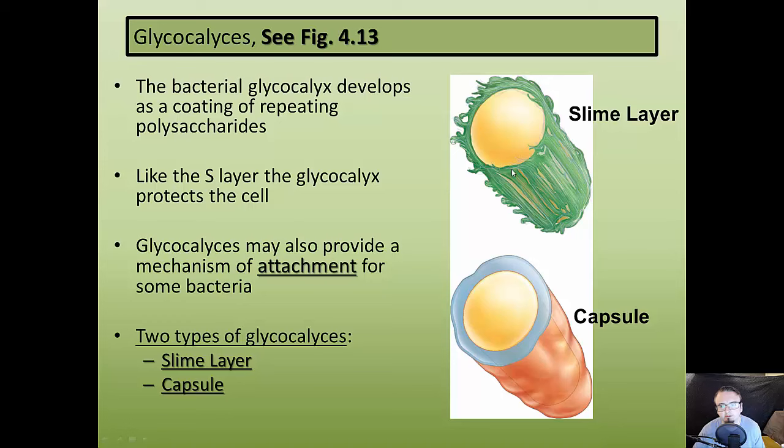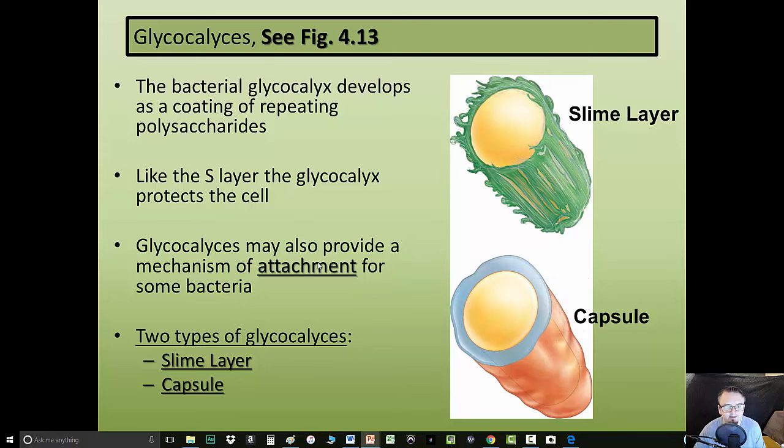This sugary secretion sometimes manifests as a slimy substance, and they call it a slime layer, which is an appropriate name. Sometimes it manifests as a very thick, very sticky kind of substance, which is called a capsule. The capsule is thicker and more closely bound to the cell, whereas the slime layer is thinner and much looser and more mucoid in nature. Depending on which type of secretion a bacteria creates, it's referred to as either a slime layer or a capsule, respectively. And again, these are for attachment as well as for protection.